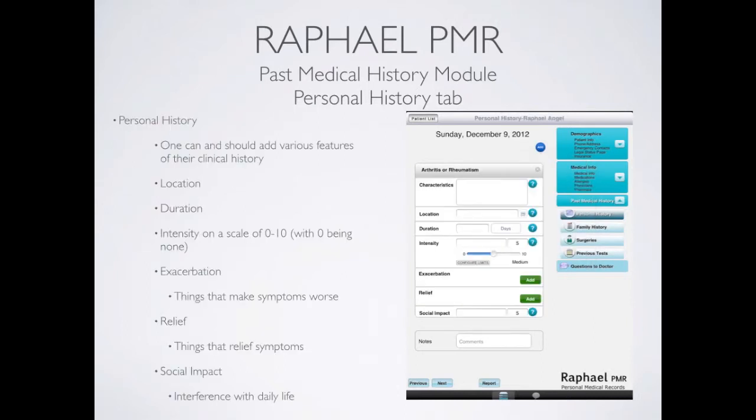Here we're looking at things like arthritis, what characteristics we're looking at, where the location, the duration, the intensity, the exacerbation elements, and the relief elements, as well as social impact, whether it caused you interference during your daily life or not at all. And again, at the bottom, almost as importantly, comments for anything else.